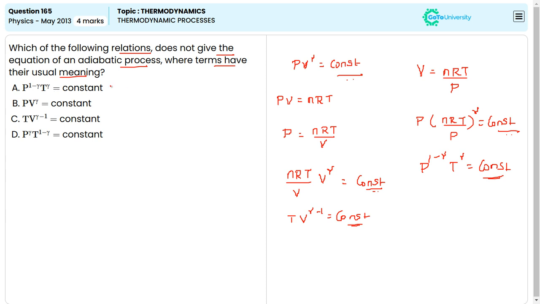That means option A, option B, option C, all these equations follow. Then P to the power of gamma into T to the power of 1 minus gamma is equal to constant. This will not follow. Then option D is the right answer.